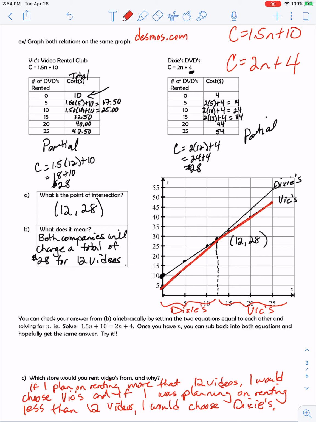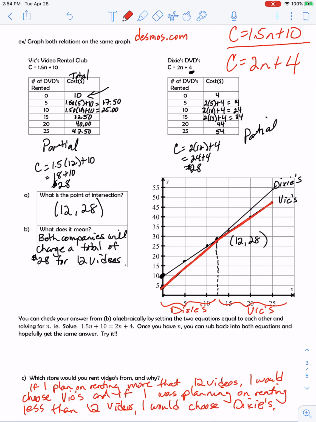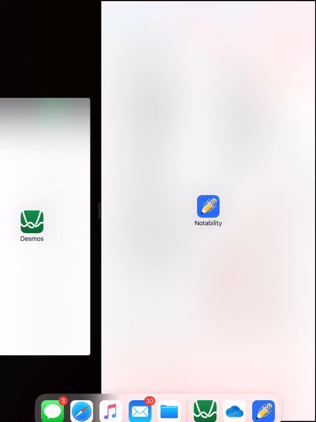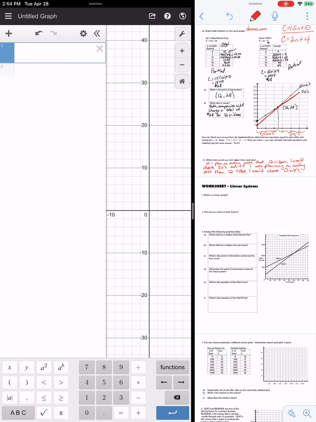Okay, so we have these two equations, C equals 1.5n plus 10 and C equals 2n plus 4. Now I'm going to go into Desmos. Desmos can work in variables other than x and y, but it really does prefer x and y. So instead of putting C in, I'm going to put y in, because remember, cost is your dependent variable and your dependent is your y variable.